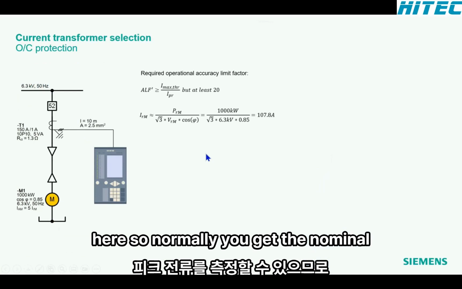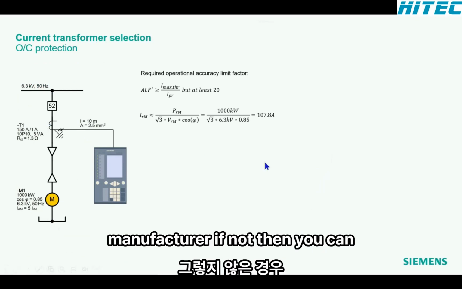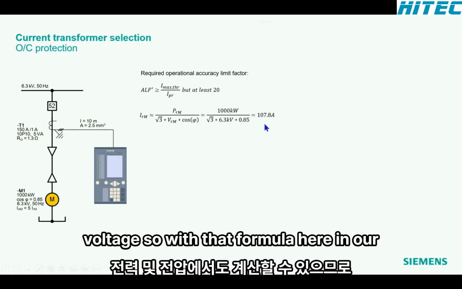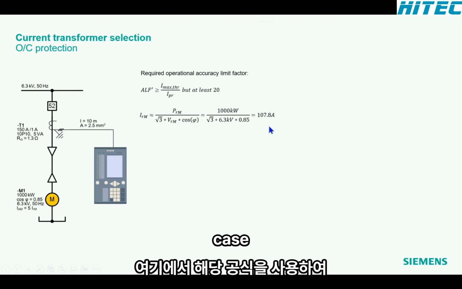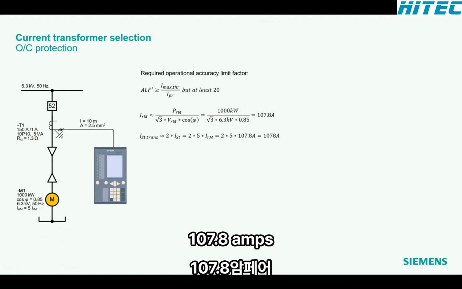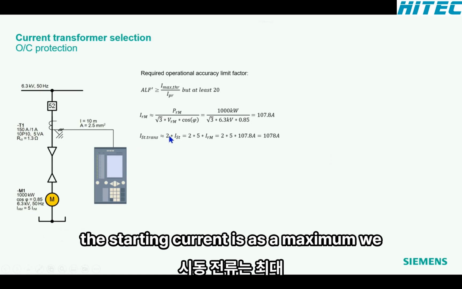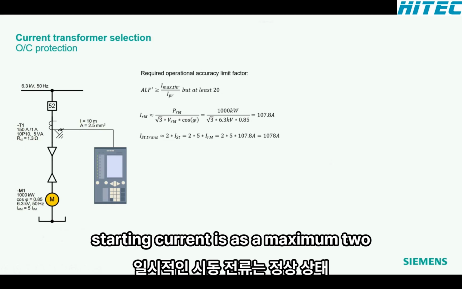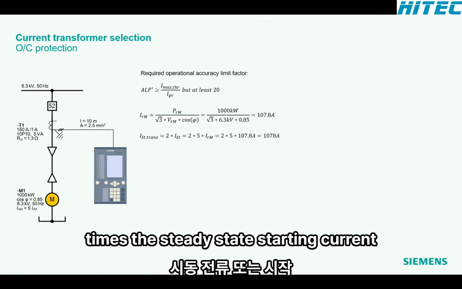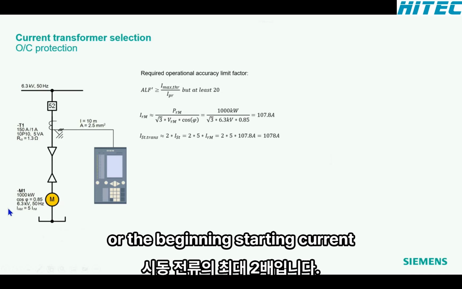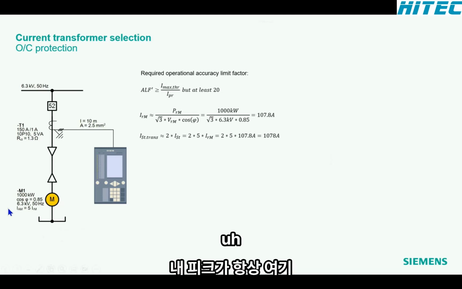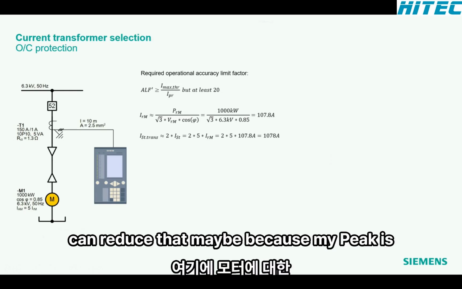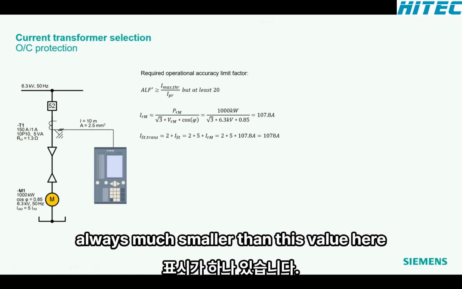Normally you get the nominal current of the motor from the manufacturer. If not, then you can calculate it from the power and the voltage. So with that formula here, in our case, 107.8 amps. The starting current is, as a maximum, we can say 2 times, so the transient starting current is at most 2 times the steady state starting current, or the beginning starting current. You can take that, or if you have better information, you can reduce that, maybe because your peak is always much smaller than this value.